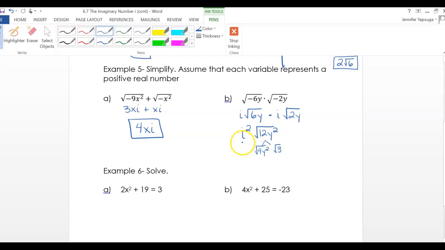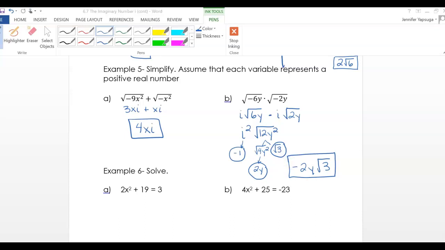So let's go ahead and find the answer to each of these. i squared gives me negative 1, and the square root of 4y squared gives me 2y. So my final answer when I combine all three, I've got this negative 1, I've got this 2y, and I still have this square root of 3. So this becomes negative 2y times the square root of 3. And that would be your final answer for example 5b.